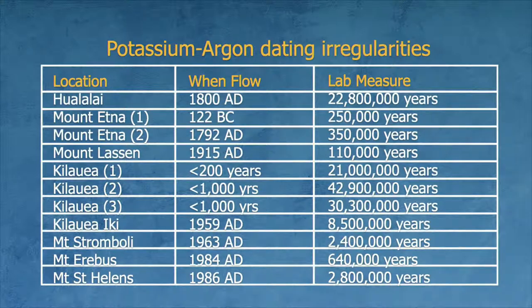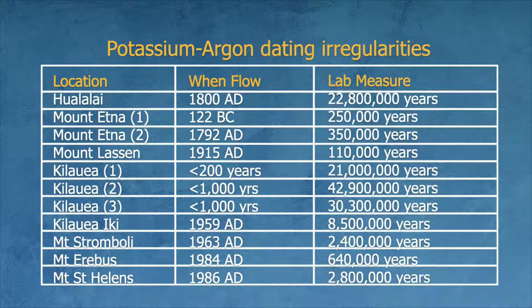So let's say that Mount Lassen goes off in 1950. There are people who were alive and recorded that and saw that. But when they take those rocks that erupted in 1950, they're shown to be way, way older. That doesn't make sense, right? If they're erupting right away, why are they much, much older? So there are some huge differences in age dates.